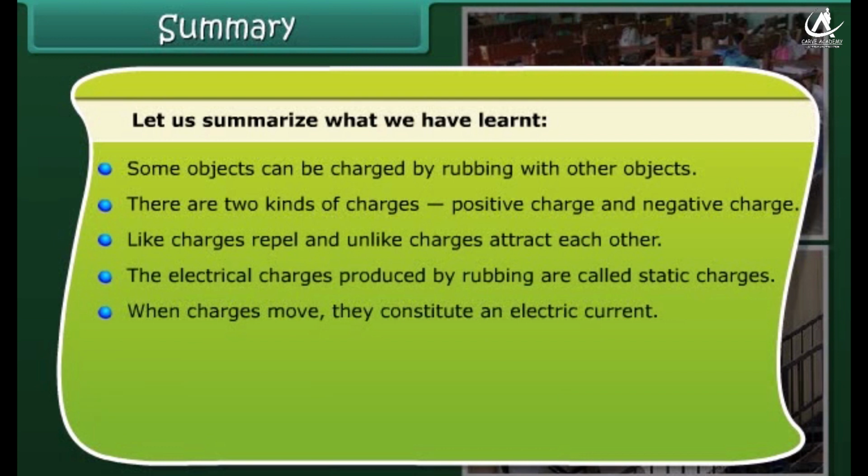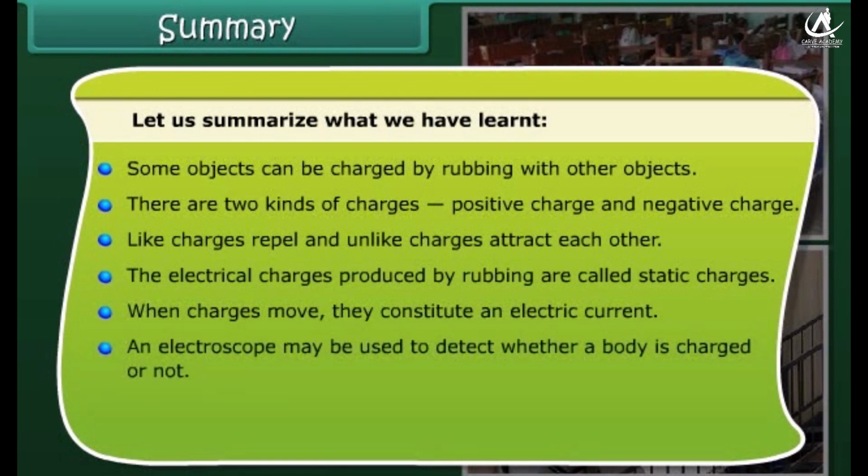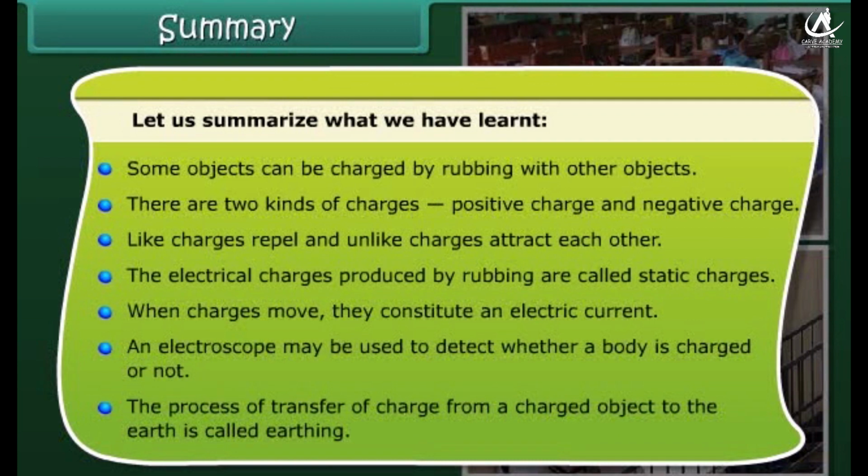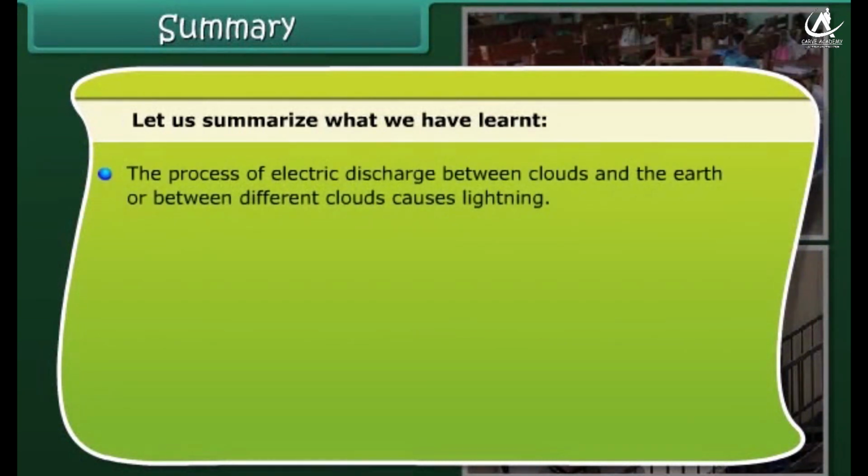When charges move, they constitute an electric current. An electroscope may be used to detect whether a body is charged or not. The process of transfer of charge from a charged object to the earth is called earthing. The process of electric discharge between clouds and the earth or between different clouds causes lightning. Lightning strike could destroy life and property.